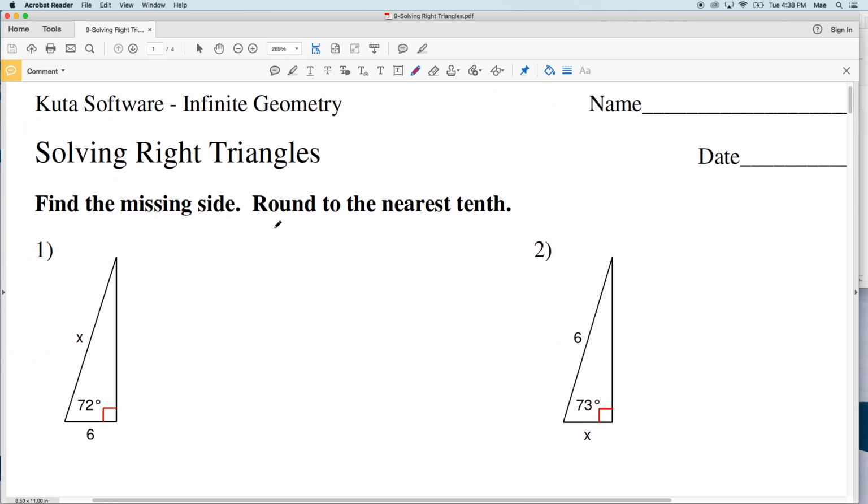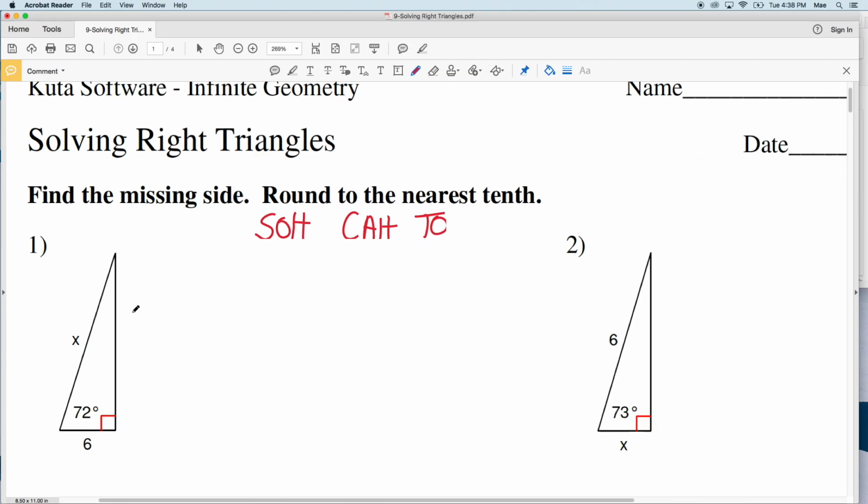Before we get started, I just want to give you a quick reminder about SOHCAHTOA. The sine of an angle equals the opposite side length over the hypotenuse. The cosine of an angle equals the adjacent side length over the hypotenuse, and the tangent of an angle equals the opposite over the adjacent.